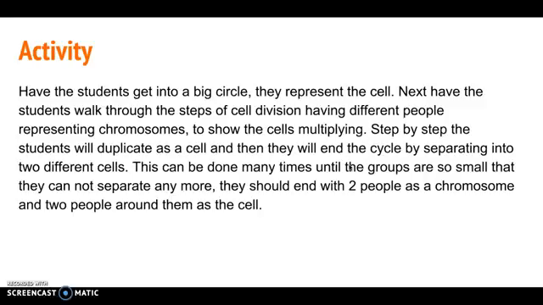Step by step, students will duplicate the cell, and then they will end the cycle by separating into two different cells. This can be done as many times until the groups are small enough that they can't separate anymore. You should have 4 people in your group at this point, 2 on the outsides representing the cell walls, and 2 on the inside representing the chromosomes.